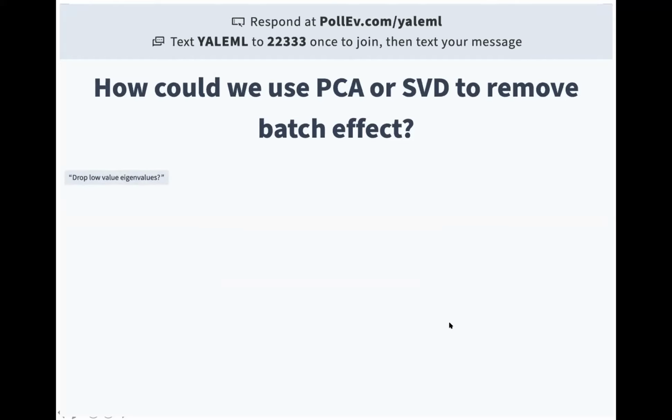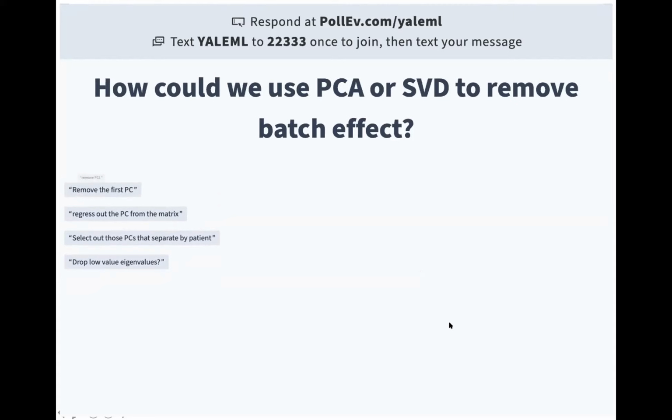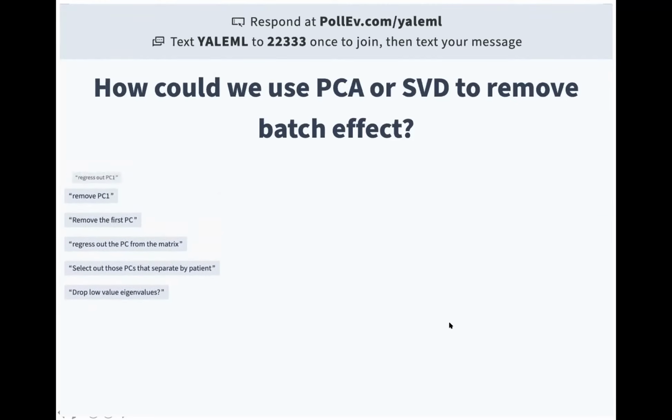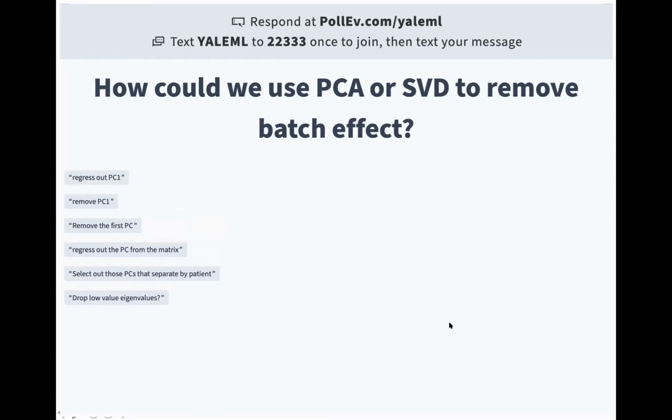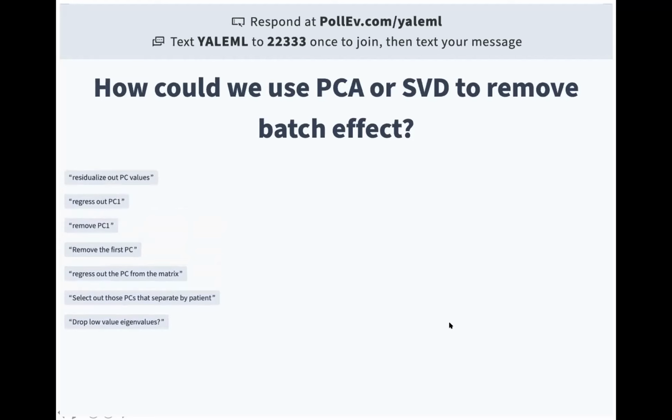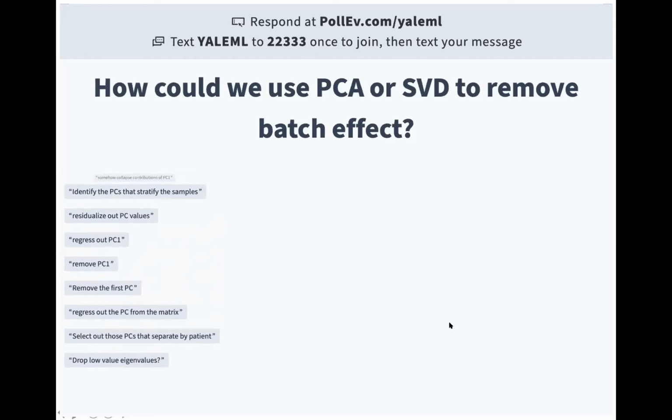So: drop low value eigenvalues, select those PCAs that separate by patient, regress out the PCA from the matrix. Yes, I think all of these answers, or remove the first PC, are very good ideas. This is exactly what we're hoping to hear: you could just remove PC1 and only take PC2 or greater. So one way is to literally drop it and then only build your graph from PC2 and above.